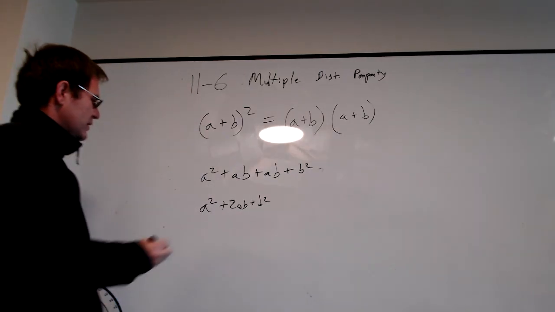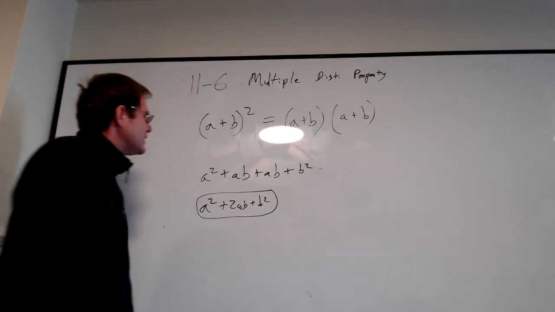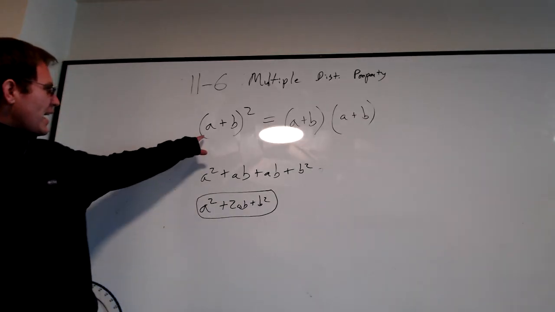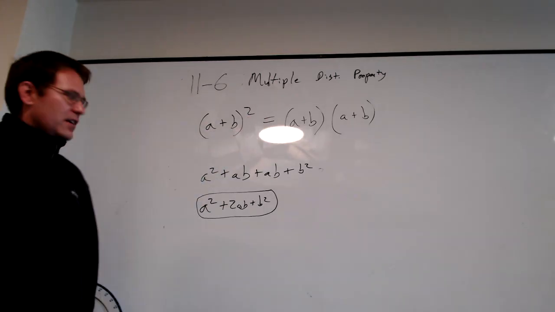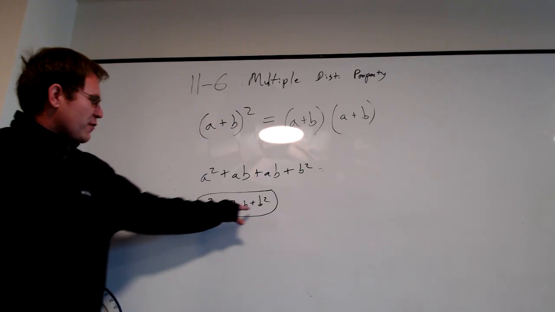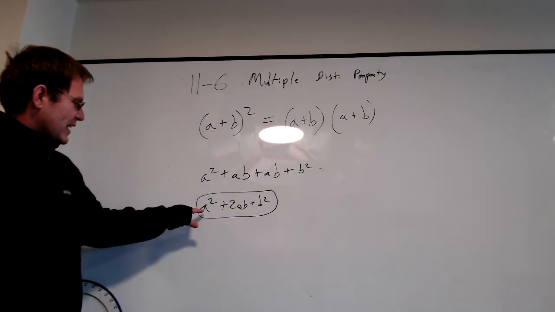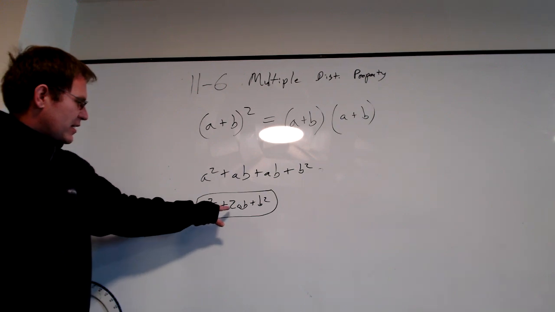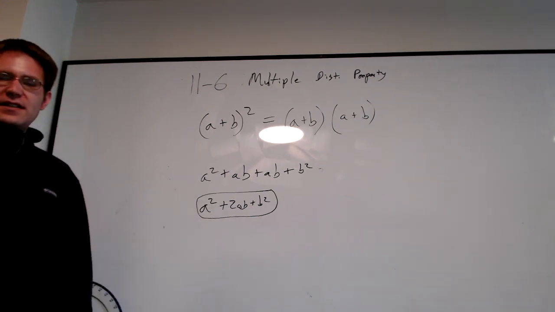So now, what's interesting about this is that whenever you have two terms that are squared like this, you're always going to end up with an answer in this form, as long as it's a positive between the two. So you're always going to get the first term squared plus 2 times a times b, plus b squared.